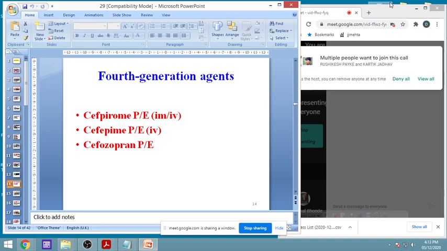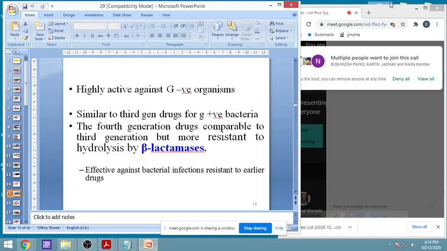The next are the fourth generation, that is cefpirome, cefepime and cefozopran. These are the fourth generation. They can be given by intramuscular or intravenous route, and they have very good activity against gram-negative and gram-positive organisms. They are highly active against gram-negative. They are similar to third generation for gram-positive bacteria, which is comparatively less activity than the first generation, but they are active.